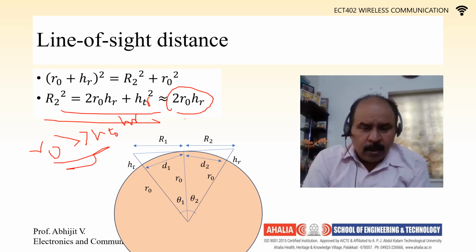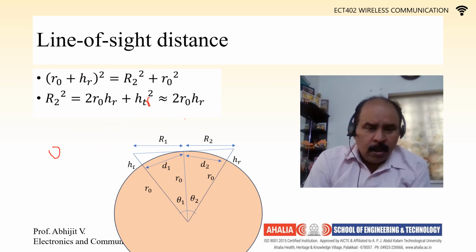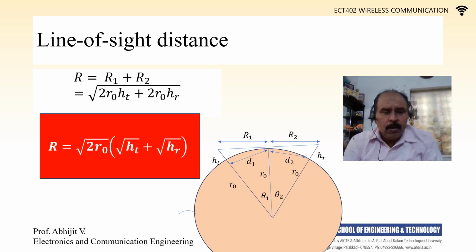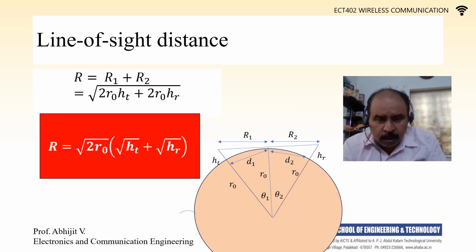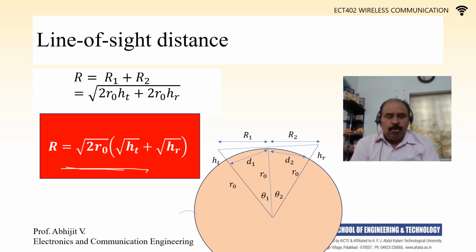In that case, we'll find out both these values, R1 square and R2 square. So this total line of sight distance R, which is R1 plus R2, will be equal to root of 2 R0 HT plus root of 2 R0 HR, all inside the root, or in other words, R is equal to root of 2 R0 into root HT plus root HR.